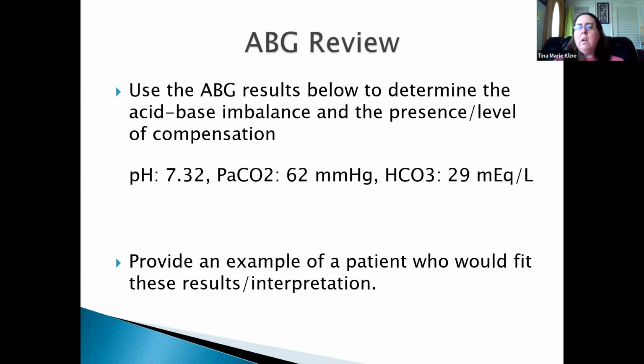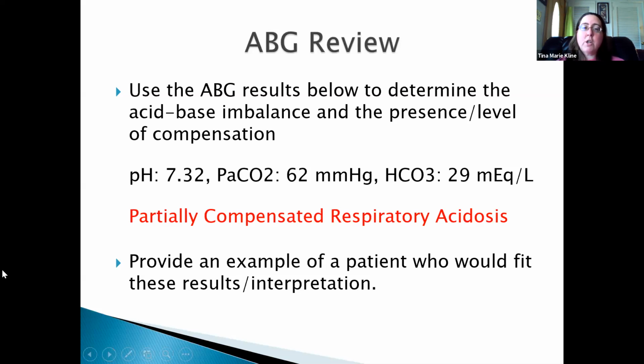I look at my bicarb. Okay, it's 29. That definitely is elevated. It's moving towards the alkalotic side. So there is some level of compensation happening. But when I go back to my pH, I'm not fully compensated because while the body's starting the process, we're not completely there yet. So this patient is your partially compensated respiratory acidosis. Again, because my bicarb is moving in the different direction, but my pH is still out of whack, and that's why it's only partially compensated.